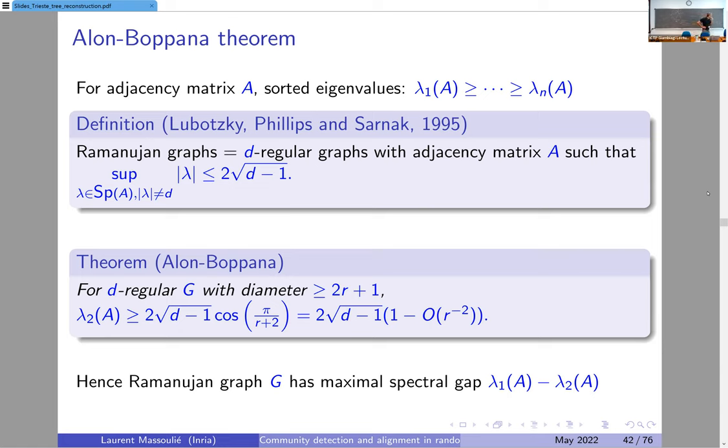So more precisely, take a graph G that is d-regular, that has a diameter that is sufficiently large. So let's say the diameter, you take the supremum over pairs of nodes of the graph distance between the two nodes. Okay, so that's the diameter. Suppose it's larger than twice some parameter r plus one. Then the second largest eigenvalue of the adjacency matrix of that graph must be at least the value appearing in the definition of a Ramanujan graph, so twice square root of d minus 1, minus something that will vanish to zero if r is large.